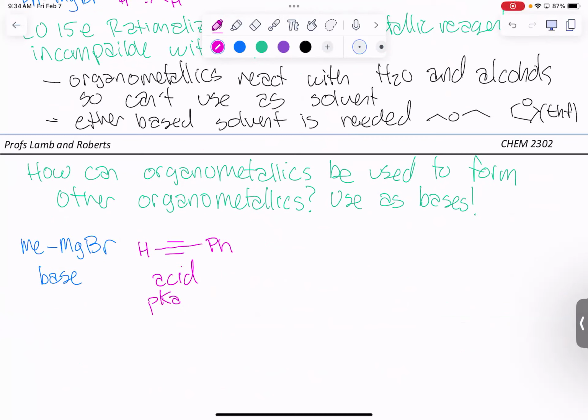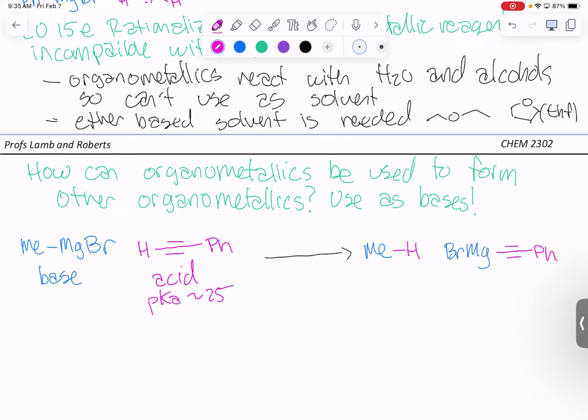The pKa of this is approximately 25. We rarely think of hydrocarbons as an acid, but it turns out you just need to have a better base. In this case, we can just deprotonate that. Methyl magnesium bromide is going to form methane, so it's going to deprotonate that acid. And then you're going to be able to form your next organometallic reagent, which is this phenylacetylide that is now an organomagnesium reagent.